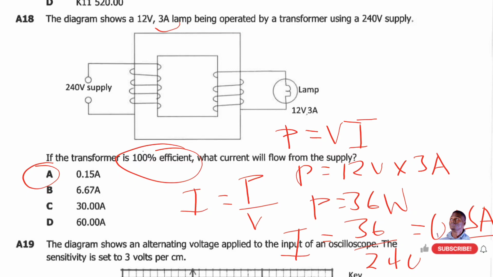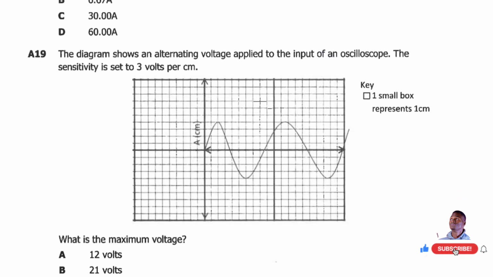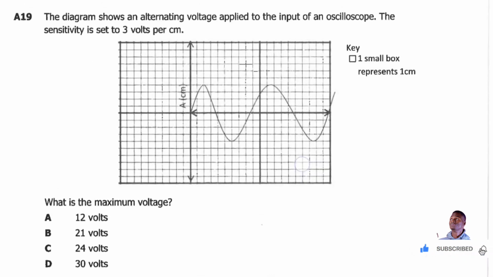Let's go to question 19. So section A, we're just remaining with 2 questions. All right, question 19. This is under Introduction to Electronics. The diagram shows an alternating voltage applied to the input of an oscilloscope. The sensitivity is set to 3 volts per centimeter. Good. Then you have a key here. A single small box represents 1 centimeter. Great. What is the maximum voltage?